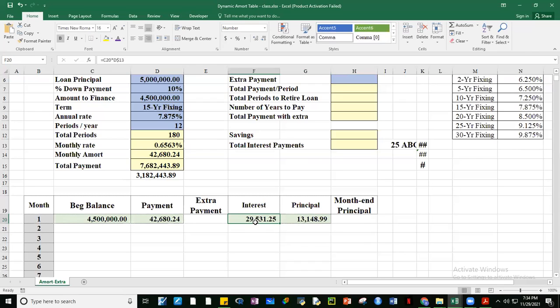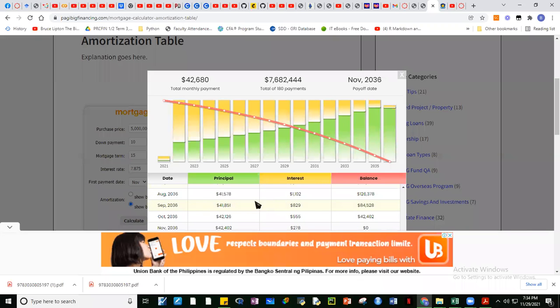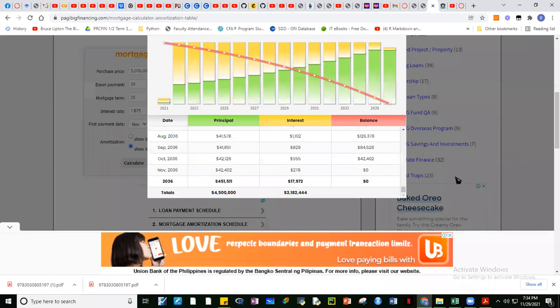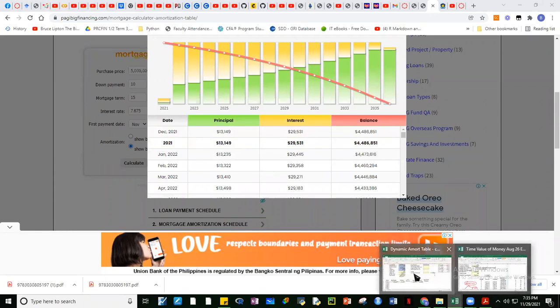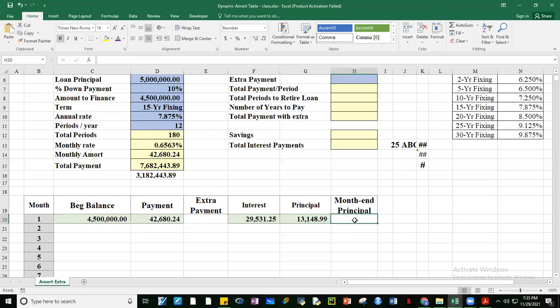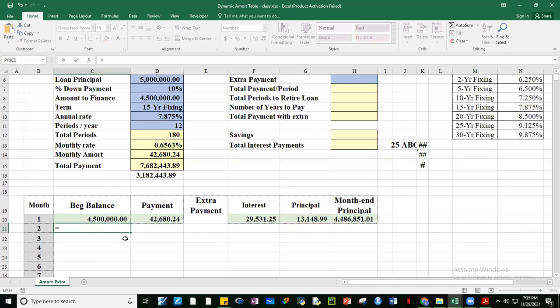Okay, quickly, 29,531.25 pareho lang dito yan. Okay, yan o. See sa first month guys. So first month 29,531, 13,149, exactly the same that we got here. 13,149. Okay, therefore the month end principal will be equal to, okay, yung beginning balance natin minus kung magkano yung principal payment natin. So ito na lang yung balance natin guys. Okay, so sa month 2 magkano yung beginning balance natin? It will be the ending balance ng month 1.